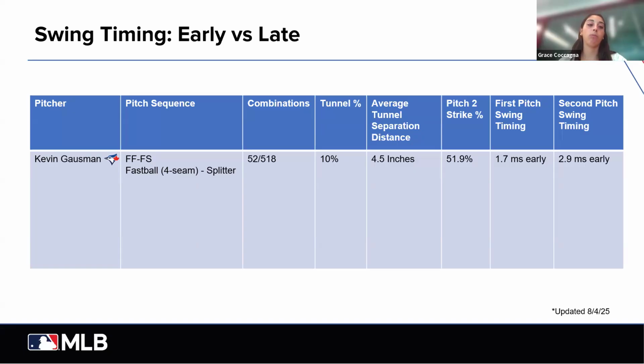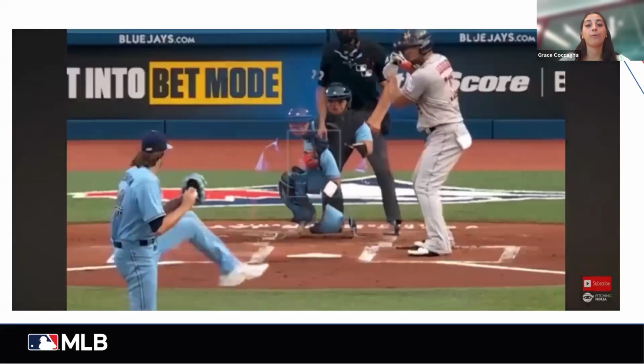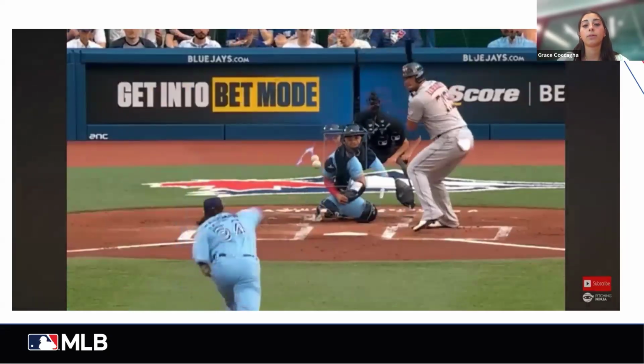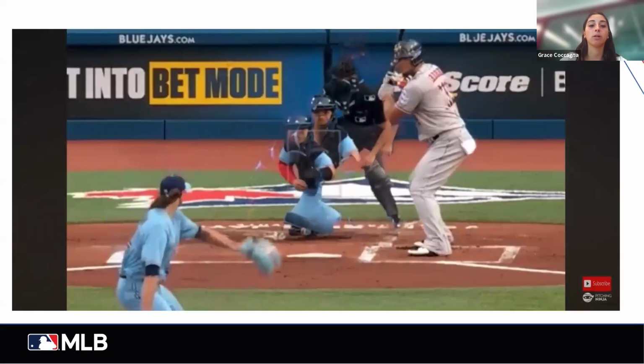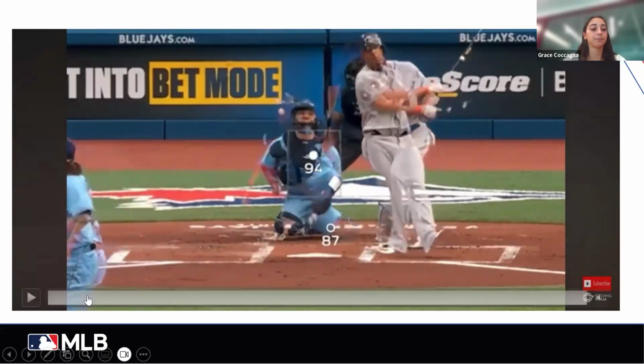But we can see when he throws the first pitch of this combination, on average, a batter is 1.7 milliseconds early versus when he throws that second pitch, that batter is 2.9, so almost 3 milliseconds early. So we can see that change in swing timing due to tunneling. Here's a video clip of Gossman throwing 2 tunneled pitches. And we can see them side to side, how close they are together and how they diverge pretty late in the flight.